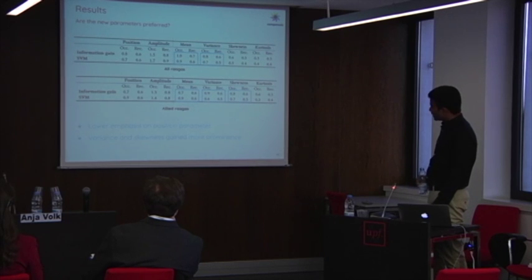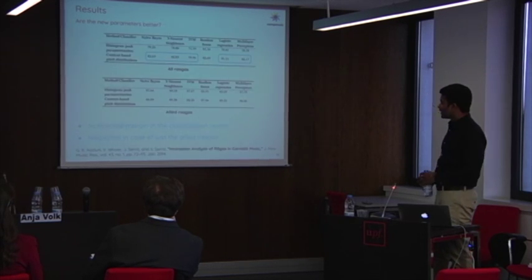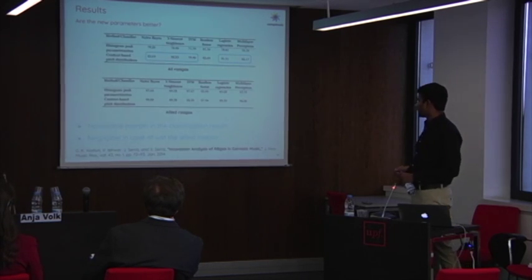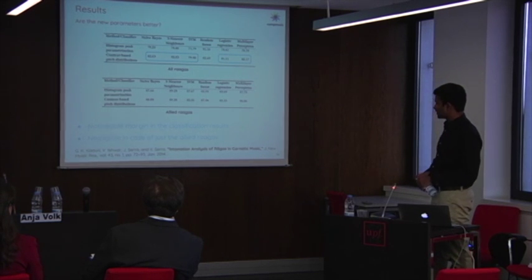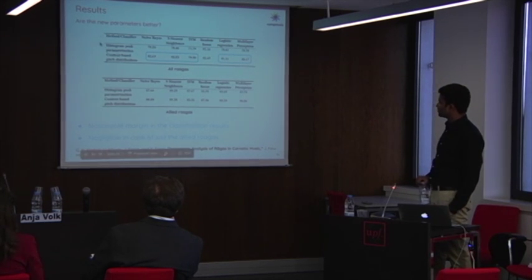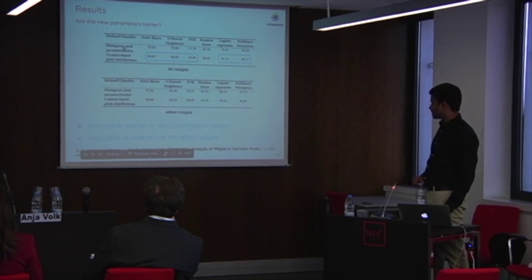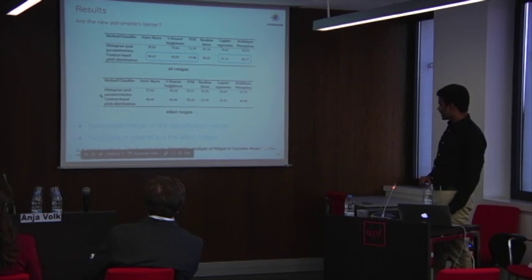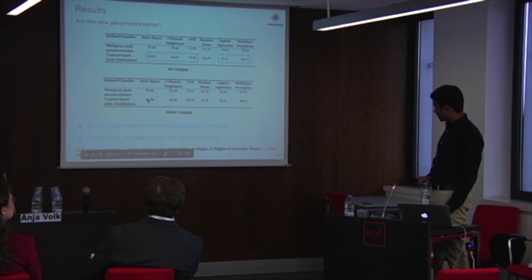We now see a noticeable margin in classification results, especially in the case of all ragas, where the context-based approach performed a little better than the histogram peak parameterization. And in the case of allied ragas, we did not notice a lot of difference.